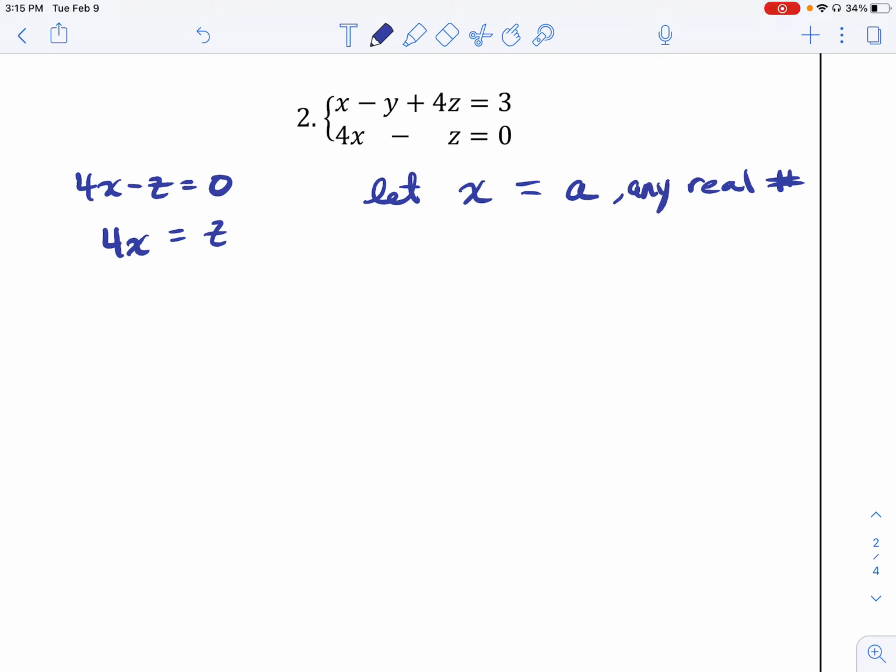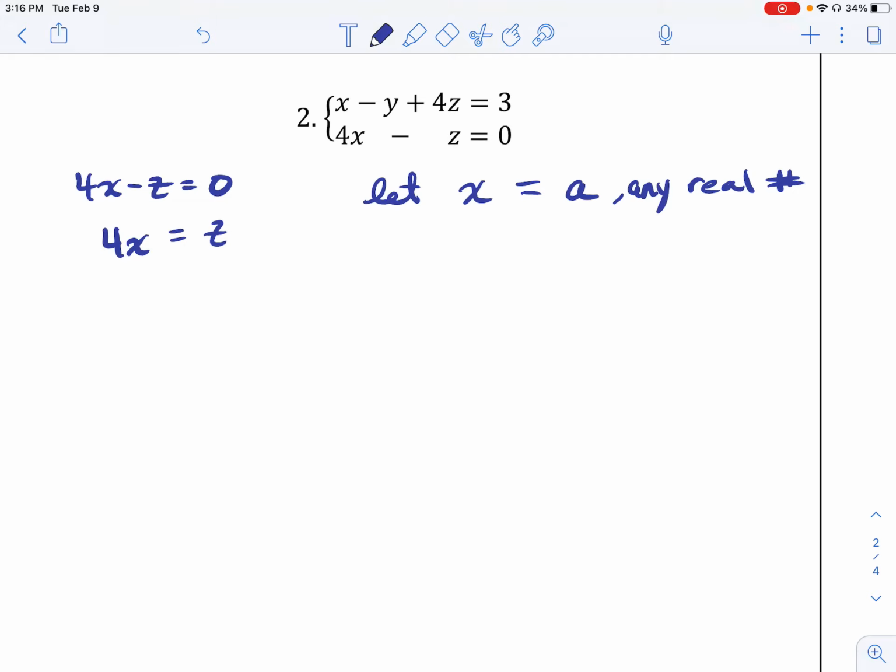And what we're trying to indicate here is that we are going to have a general solution that expresses this dependent system. And we're saying that for any real number that you plug in, you will be able to get a point that exists on this line of intersection between all the planes. So we're just trying to express here that x is equal to any real number. And so we let x be equal to a.